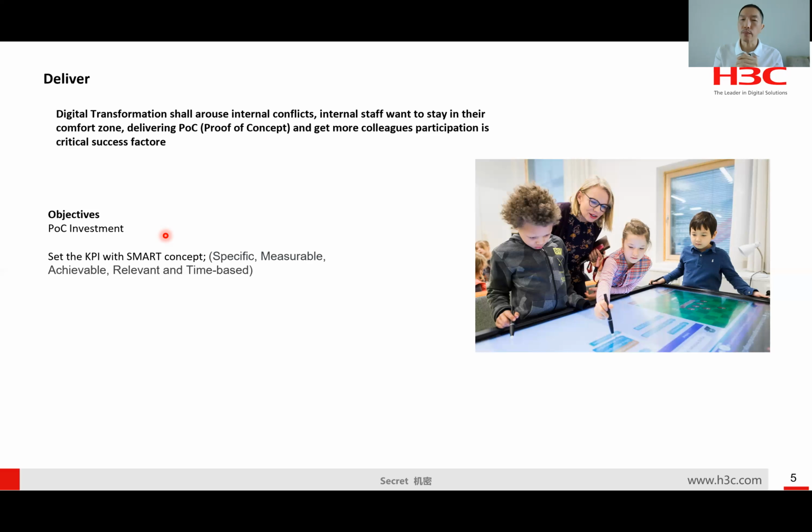Normally in this stage, we need to help the customer to define some smart KPI. The KPI is easy to understand, the key performance index. Everything we do, we need to measure the results. So when we set our objective, we need to define very specific, measurable, achievable, relevant, and time-based objectives. When we do the POC, what are we going to achieve? Is it measurable? Is it relevant to our objective? So we need to set a very reasonable time to deliver everything.